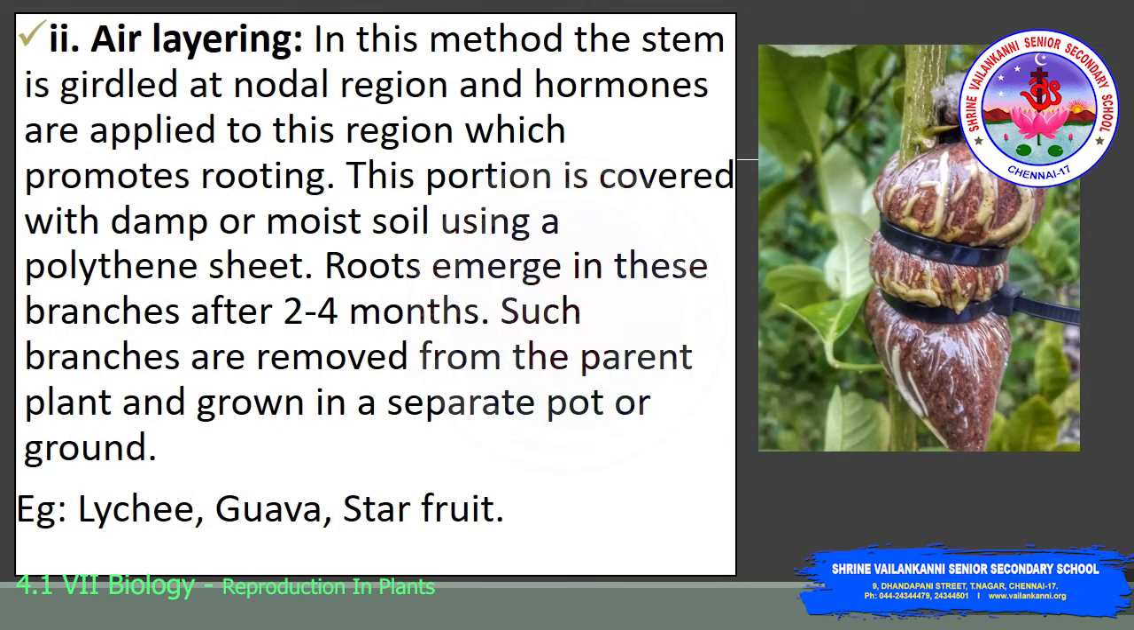The next type of layering is air layering. In this method, the stem is girdled at the nodal region and hormones are applied to this region, which promotes rooting. This portion is then covered with damp or moist soil using a polythene sheet. Roots emerge in these branches after 2 to 4 months. Such branches are removed from the parent plant and then grown in a separate pot or planted in the ground. Examples of plants which are propagated by air layering are lychee, guava, starfruit, etc.